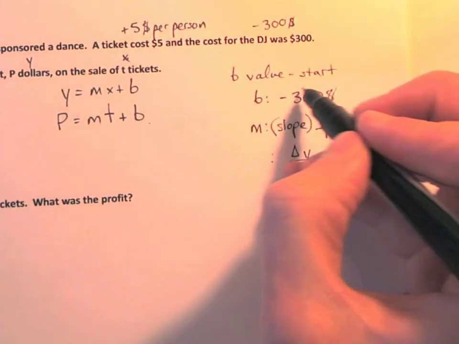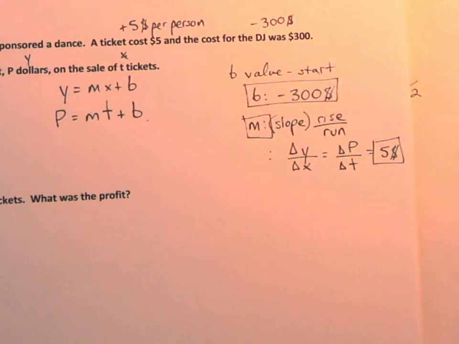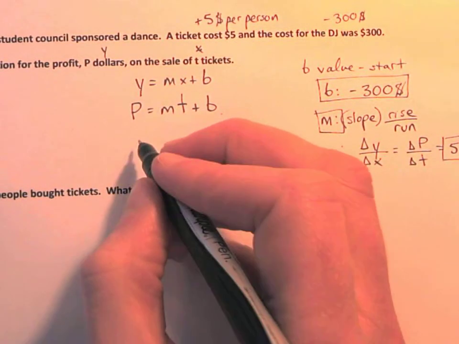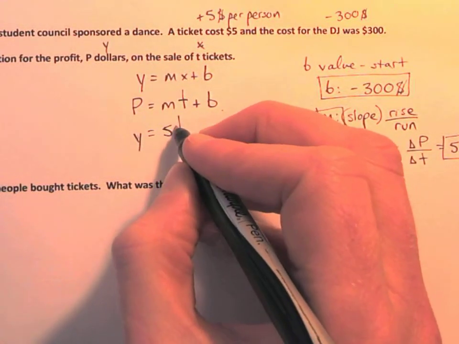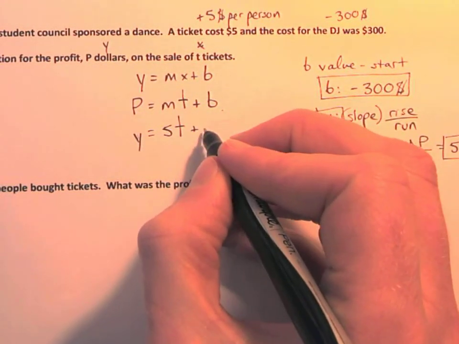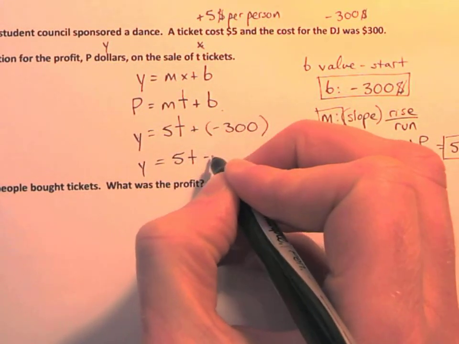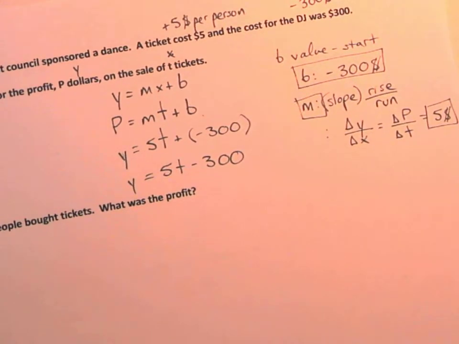Okay, so we have a b value of negative 300 and an m value of $5. So let's plug it into our equation. Our y equals m, which is 5, t plus b, which is negative 300. And so then we get 5t minus 300. And that's our equation for this. I know there's no graph, but it really is a linear function because you start at something and you get the same increase for every x unit, or this time t.